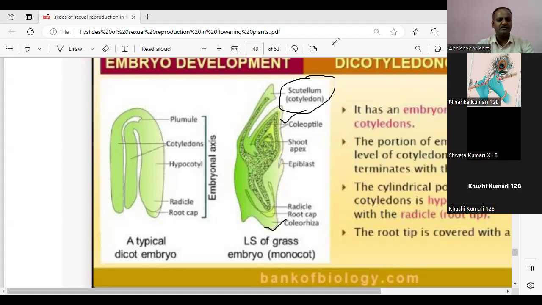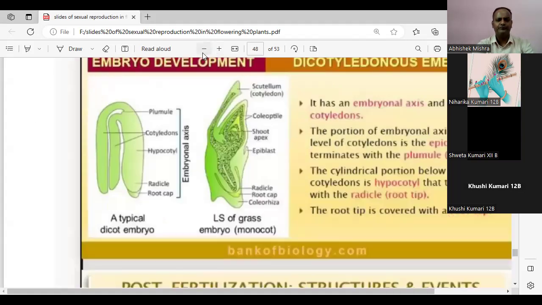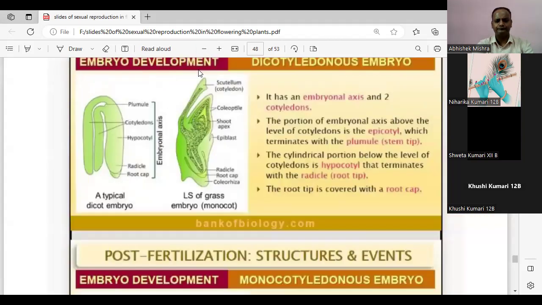Is it clear, students, the diagrammatic view of the dicot embryo and the monocot embryo? Okay, Khushi, Shweta, what are the remaining students doing? They are not responding in the chat box. How much time does it take to write no or yes in the chat box? Okay, fine.